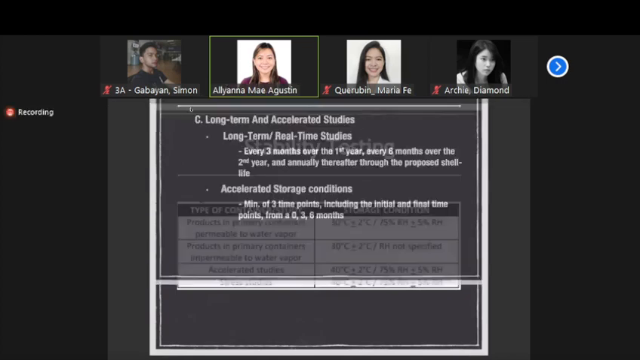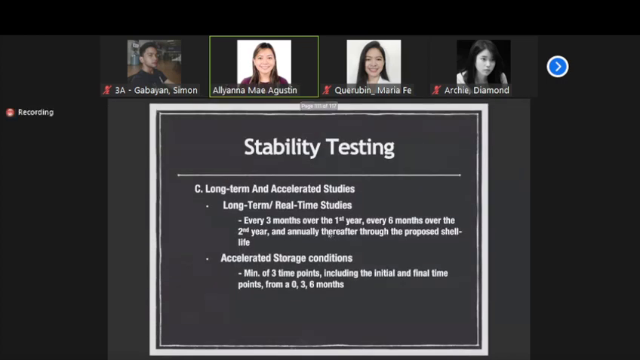So basically class dito, i-check mo every 3 months the first year and every 6 months on the second year. Then every year na after. So sa every 3 months class, i-check mo yung concentration niya, yung physical properties niya, lahat ng aspects. Tapos kung merong bumagsak na isa doon, then expired na siya at that time, no? Or yun na yung expiration date.